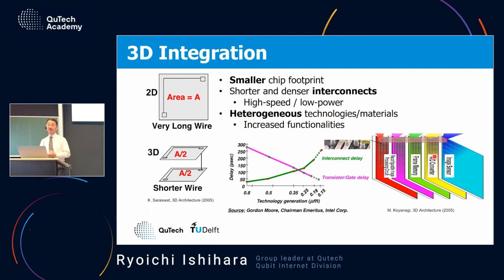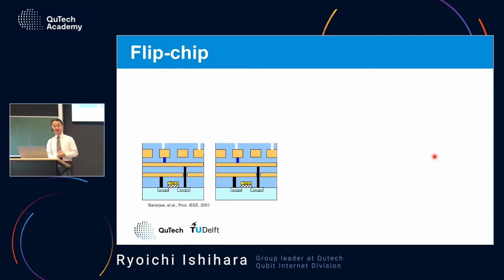In 2D integration, the manufacturer doesn't want different processes in the same plane. In 3D integration, each layer is optimized by its own optimized process, and then you can stack them. So you get smaller size, higher speed and/or lower power, and increased functionalities. This is 3D integration. Okay, let's look at how we make a 3D chip.